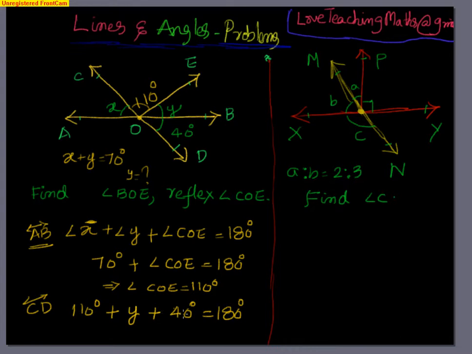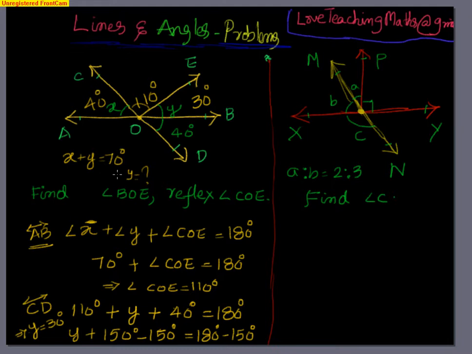110 plus 40 is 150. So y plus 150 degrees minus 150 degrees is equal to 180 degrees minus 150 degrees. I am just subtracting instead of transposing. This gives y equal to 30 degrees. If y is 30 degrees, what will be the value of x? The total angle should be 180. This is 110, this is 30, then this should be 40 degrees.